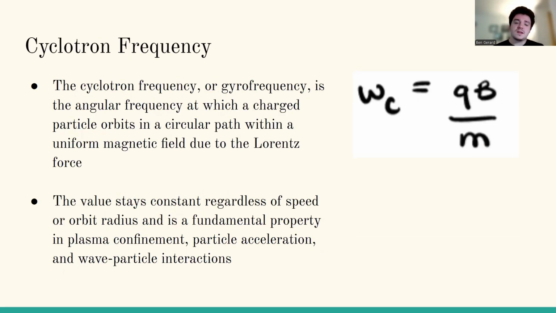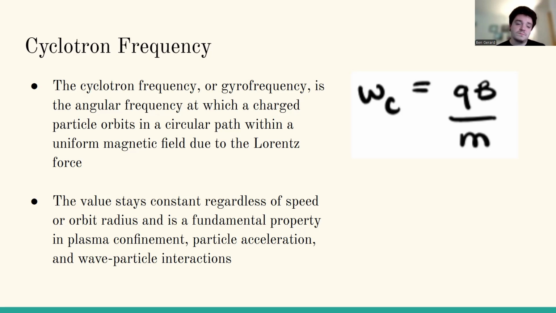So now I'm going to talk about the cyclotron frequency. The cyclotron frequency, or another name for it is the gyro frequency, is the angular frequency at which a charged particle orbits in a circular path within a uniform magnetic field due to the Lorentz force. This is calculated by the charge of an electron times the magnitude of the magnetic field divided by the mass of the particle. It can be calculated for both electrons and ions.